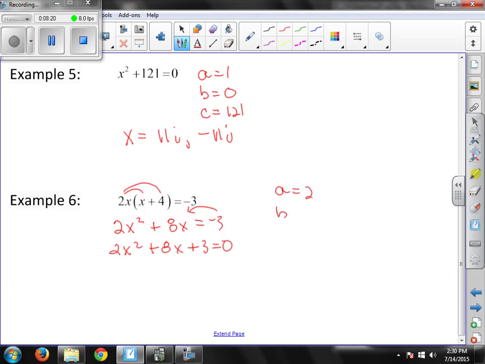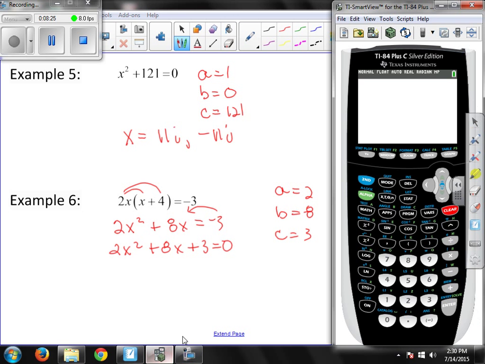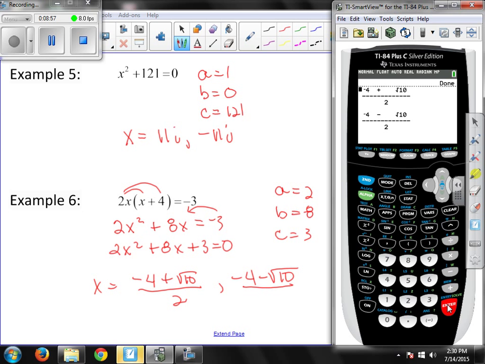A is 2, B is 8, C is 3. Once again, we're going to use our quad program. A is 2, B is 8, C is 3. Now notice this time I got two decimal approximated numbers. Press enter one more time, and x is equal to negative 4 plus the square root of 10 over 2, and negative 4 minus the square root of 10 over 2 are our two exact solutions.